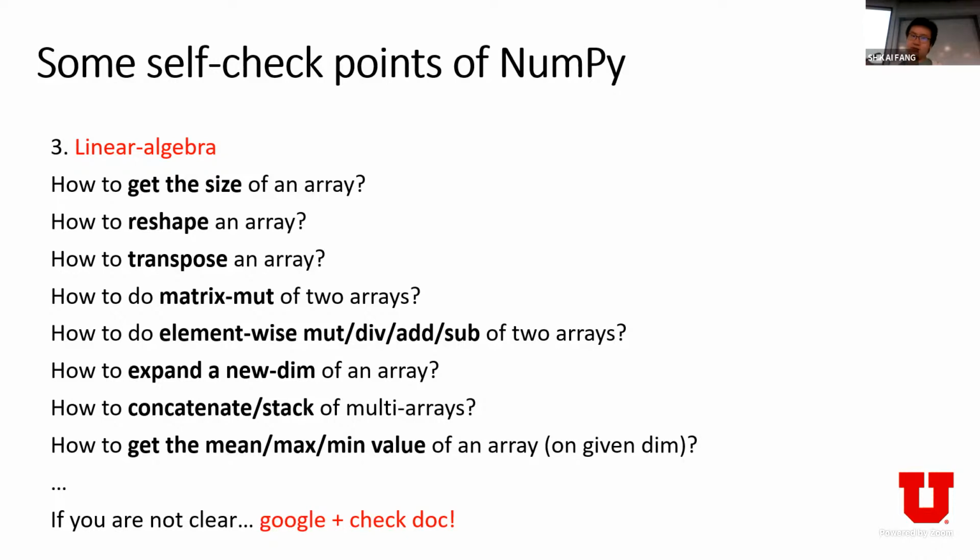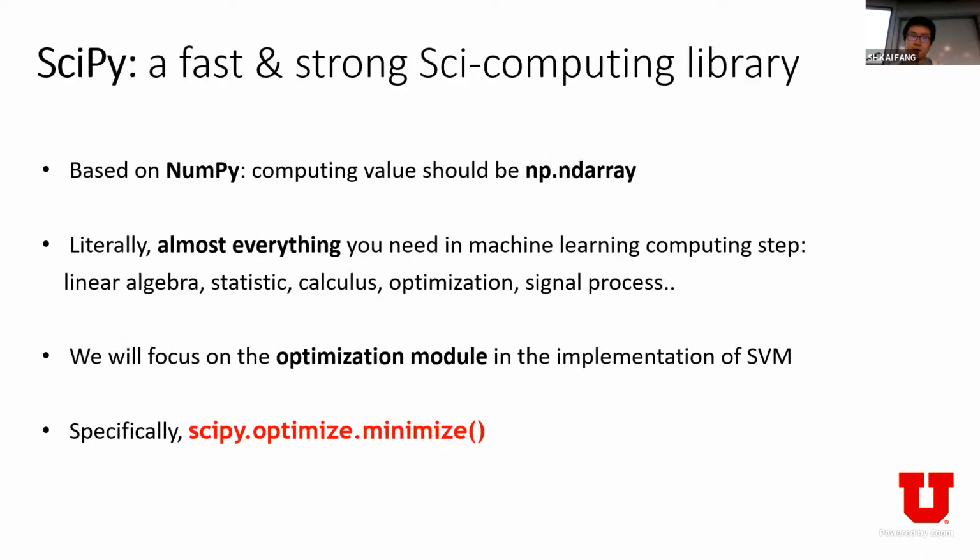Okay, then we've gone through everything about NumPy. So finally, we'll go to another library. It's called SciPy. SciPy is built on top of NumPy, but it aims to solve more complex scientific computing problems. And every variable you use in SciPy should be an instance of the NumPy array, the ndarray we just talked about.